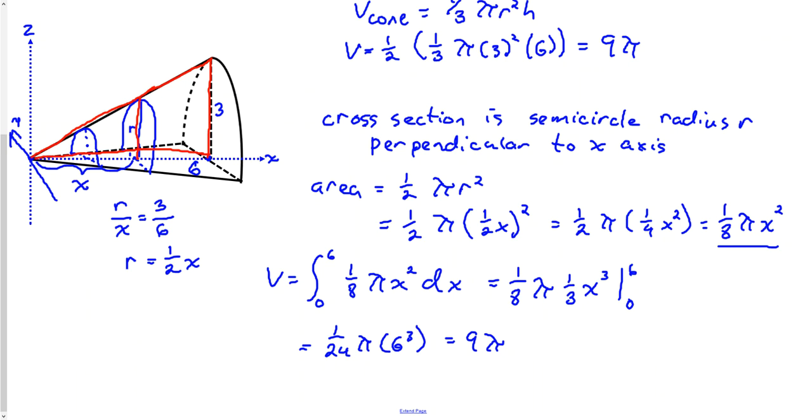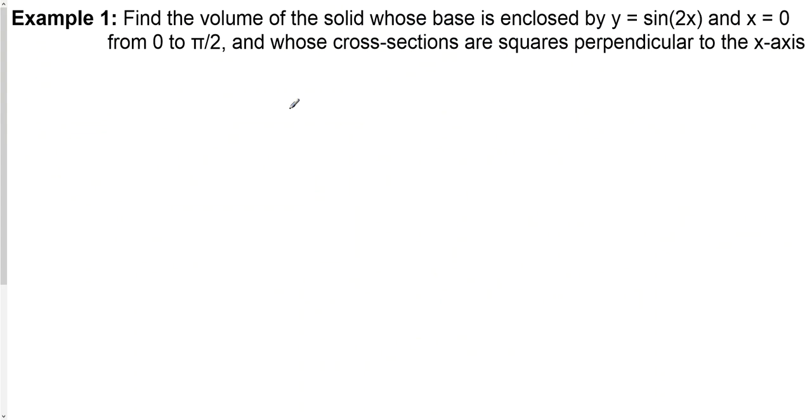So let's take a look at another example, of the kind of question you might be asked. Find the volume of the solid whose base is enclosed by y equals sine 2x and x equals 0 from 0 to 2 pi, and whose cross sections are squares perpendicular to the x-axis. It's probably a good idea to draw a quick sketch of what this thing looks like from the given information. If we draw the base here in the xy plane, this is our x, this is our y, and they give us that y is equal to sine 2x.